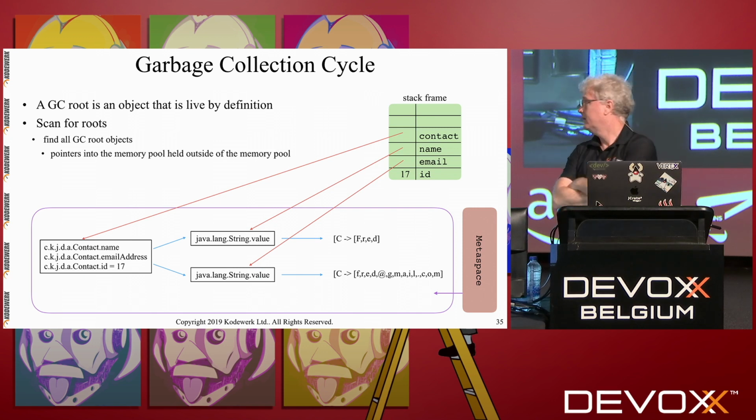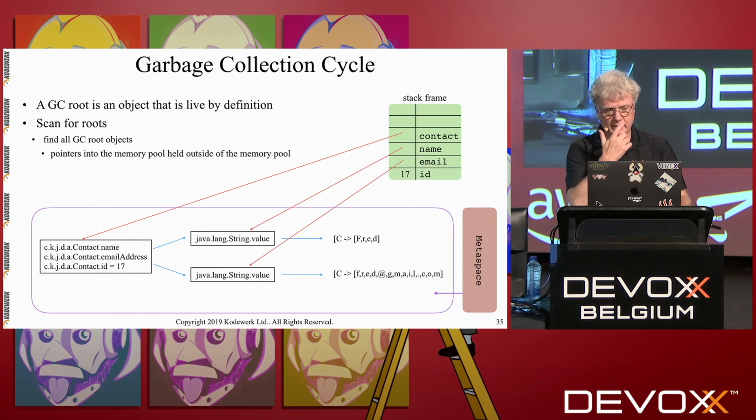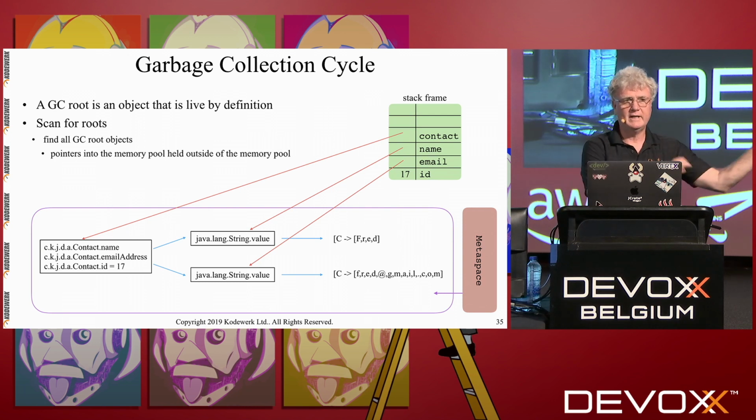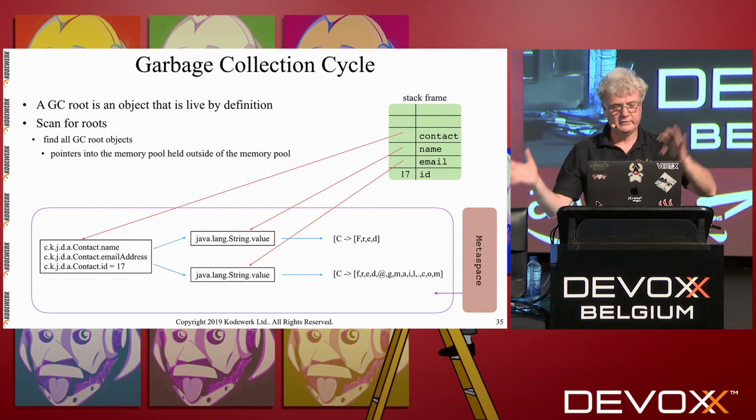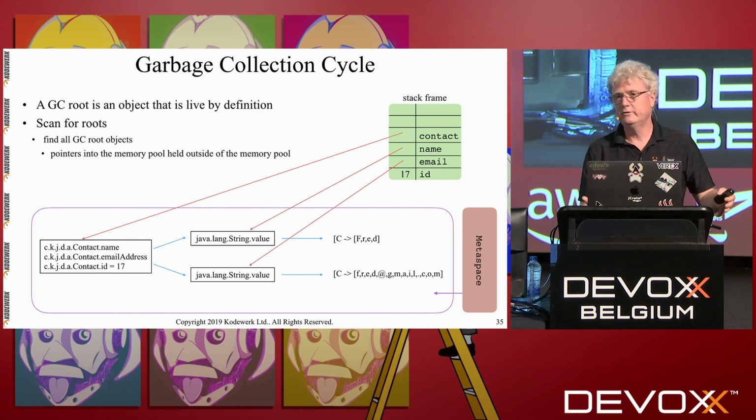So a GC root is an object that is live by definition, and it's also external to the space that we're trying to collect. So we're going to take our pointers and we're going to divide them into two different categories: internal pointers and external pointers. And so with our scan for roots, what we want to do is we want to find all of the external pointers in our system.